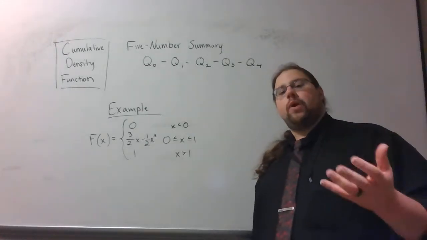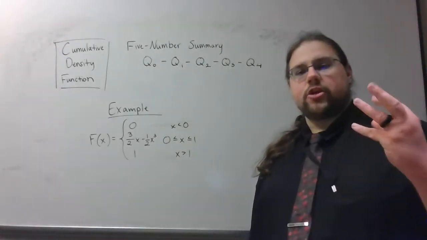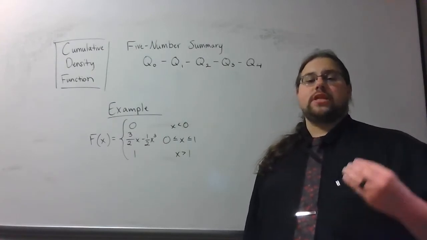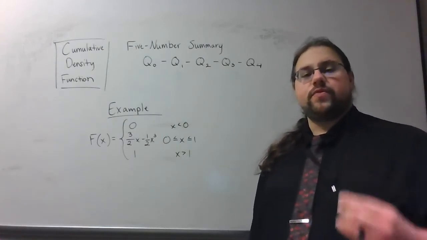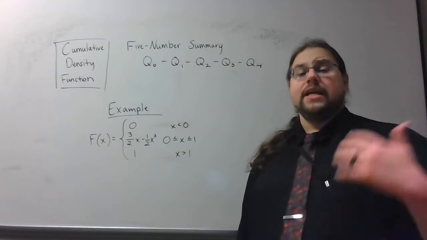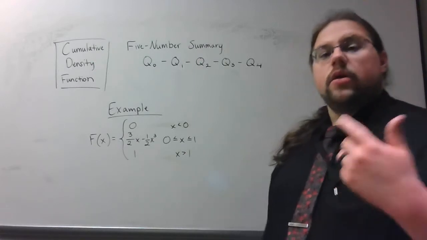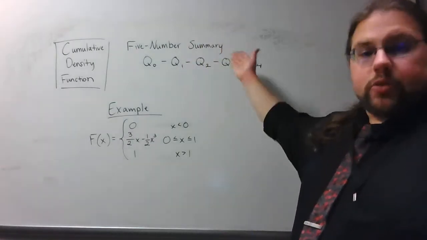So you might at this point ask me, why are we calculating the cumulative density function? Well, there's a really good reason, because I can actually use the cumulative density function to find what is called the 5-number summary. It's called the 5-number summary because, guess what? It's got 5 numbers.